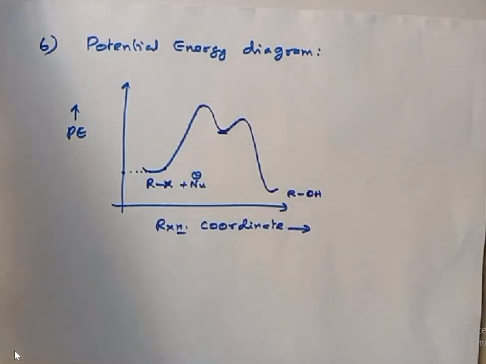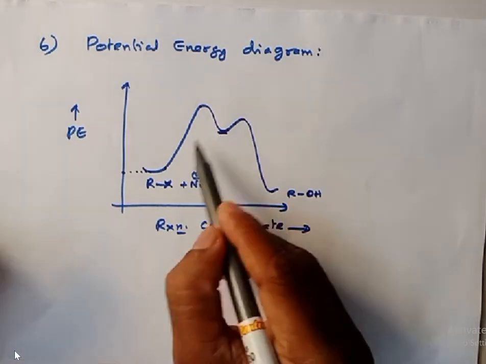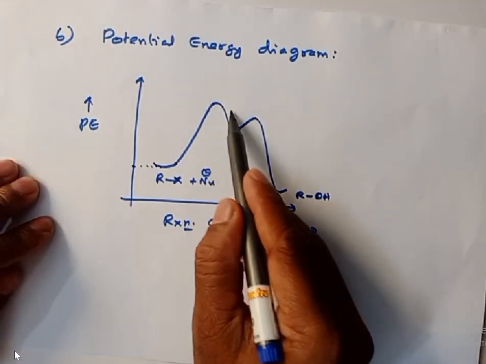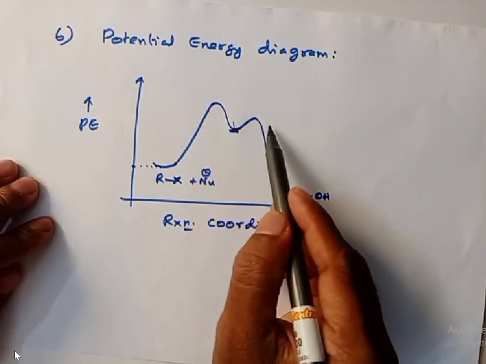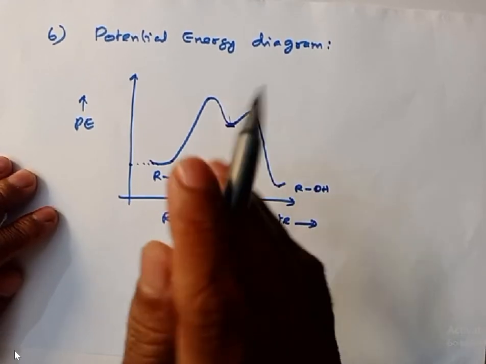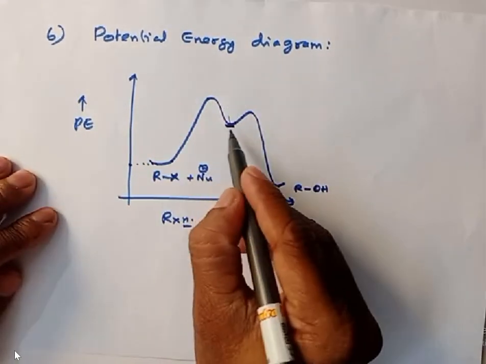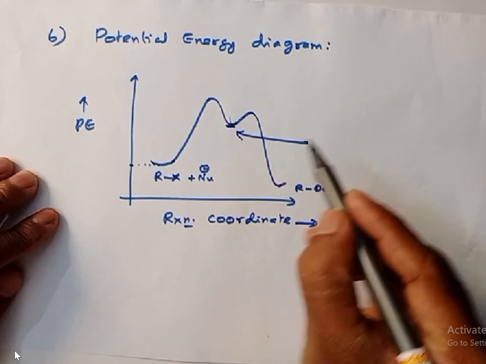Listen, students, observe this carefully. In a potential energy diagram, if you get a shoulder type peak or curve, that corresponds to the formation of an intermediate.